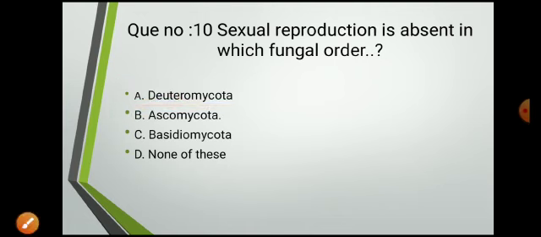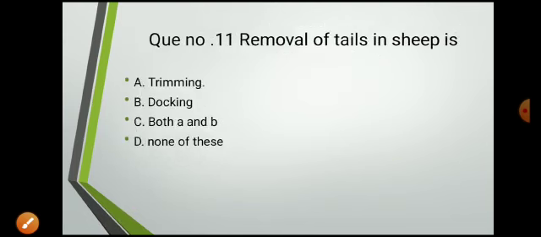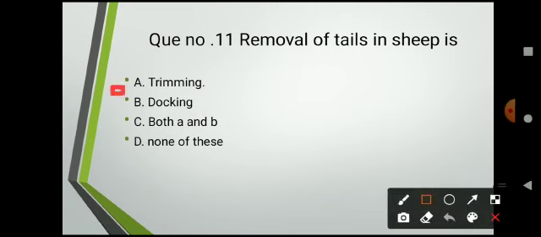Next question, question number 11. The removal of tail in sheep is called, and our options are option A, trimming, B, docking, C, both A and B, and D, none of these. In case of sheep, the removal of tail is called as docking.